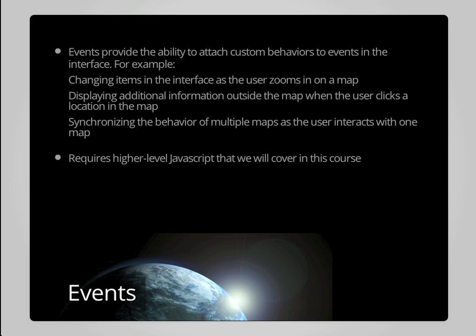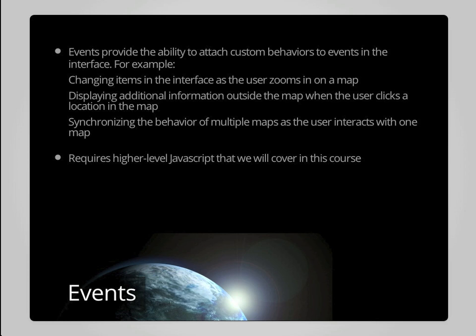So, some examples that you might look for in terms of being able to process or handle events is changing items in the interface as the user zooms in and out on a map. So there may be interface elements that you want to show or hide depending upon the zoom level that the user selects. You may also want to have a web page that in addition to having the map object itself showing the interactive capabilities, you may have objects in your web page that are outside the map that you want to update based upon the state of the map.